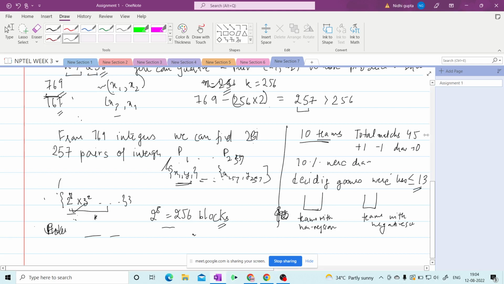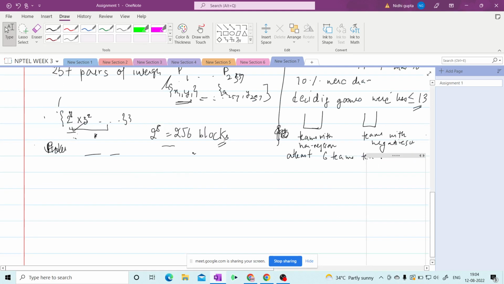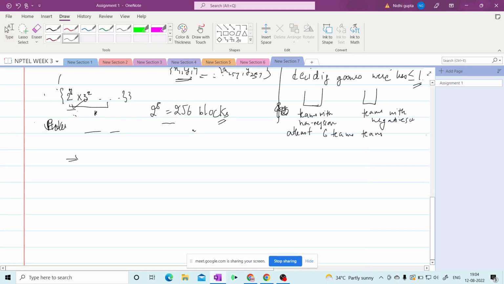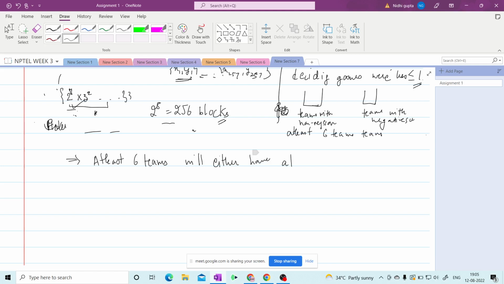So we can guarantee that at least 6 teams will be in one of these blocks. Right? That is at least 6 teams. So we can say at least 6 teams will either have all negative scores or all non-negative scores. Fine.